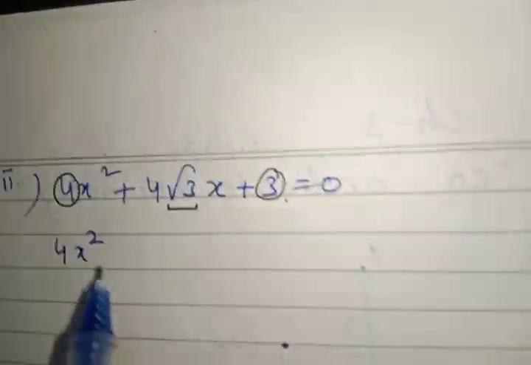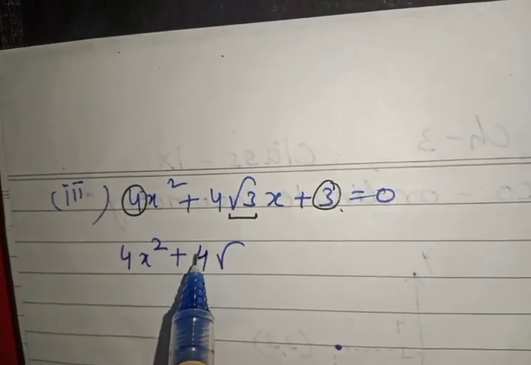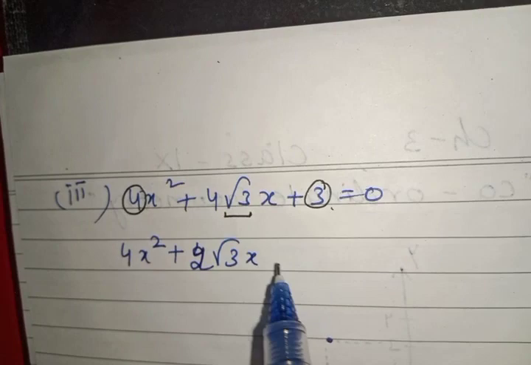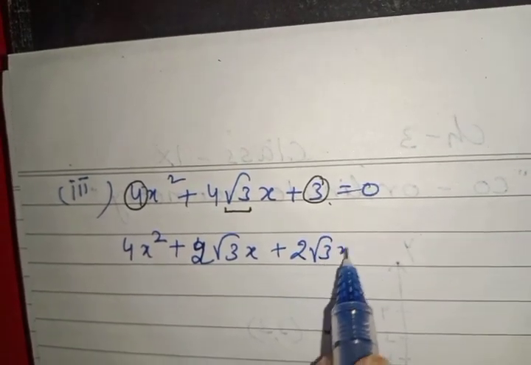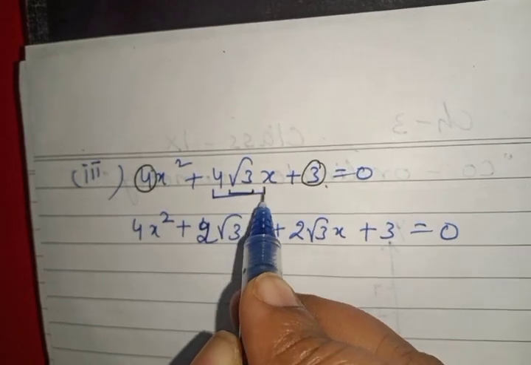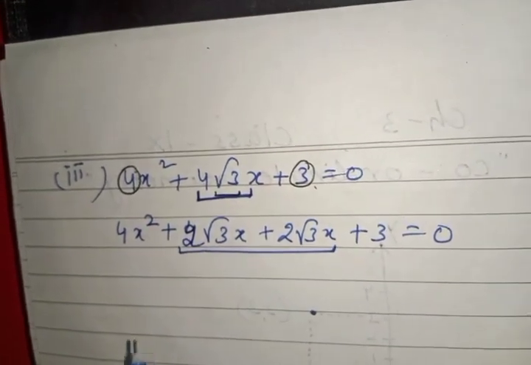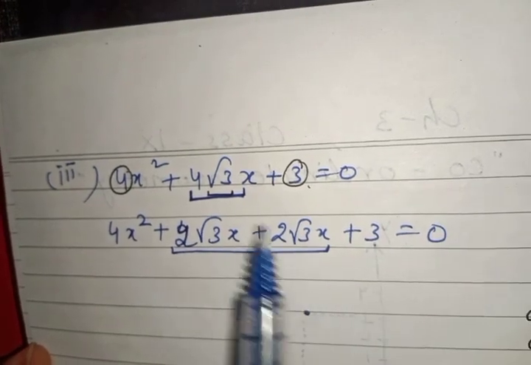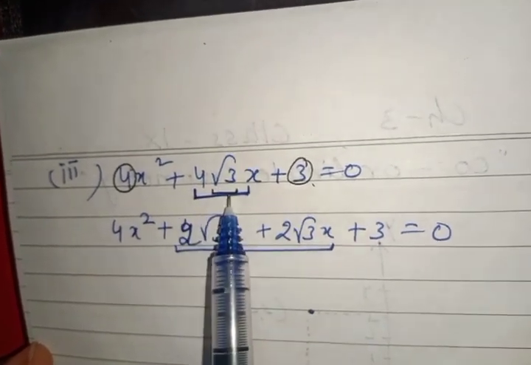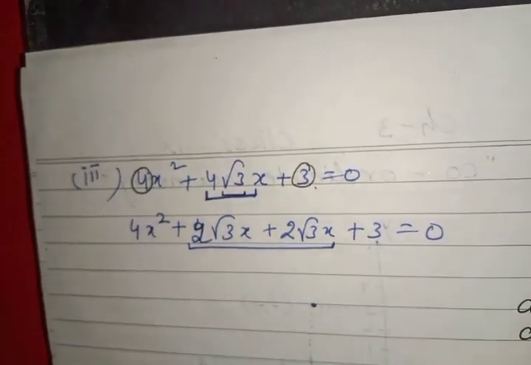We can write this as 4x square plus 2 root 3x plus 2 root 3x plus 3 is equal to 0. This method is splitting the middle term, and the meaning is to split the middle term in such a way that the sum of these two is the middle one and the product of these two is the product of the first and last terms.